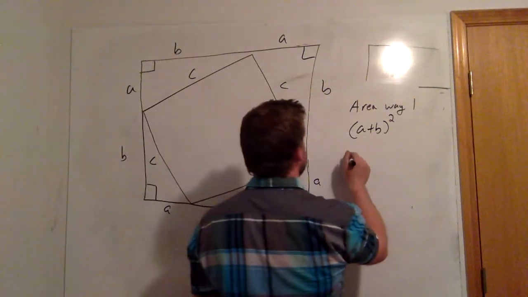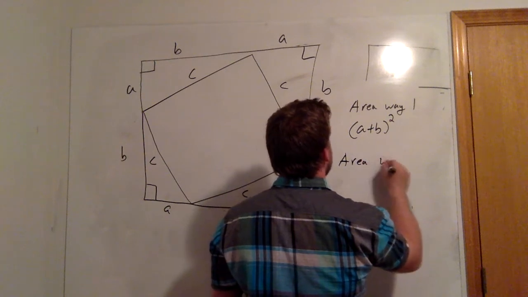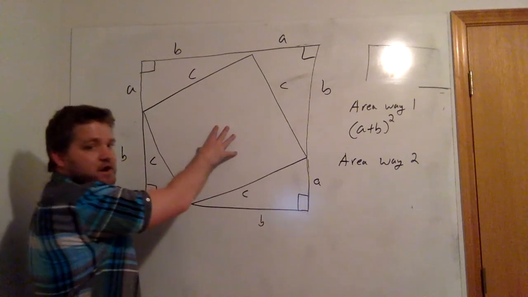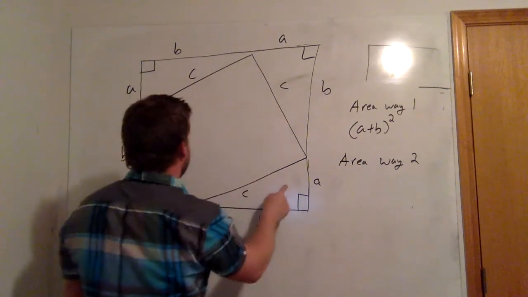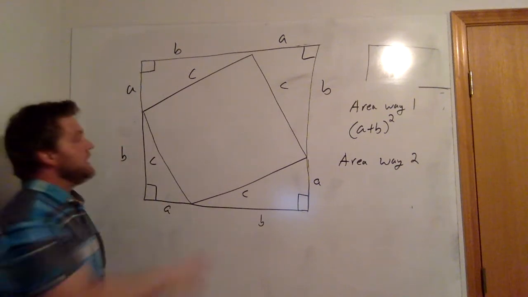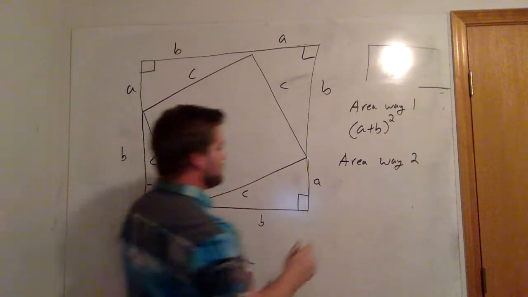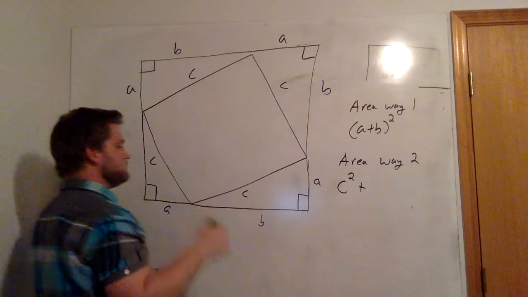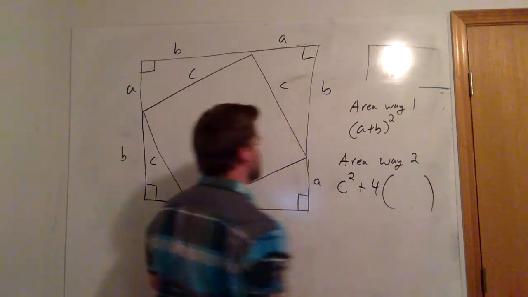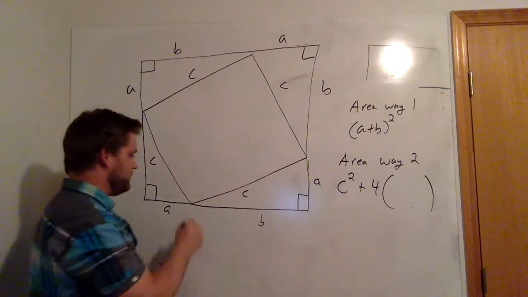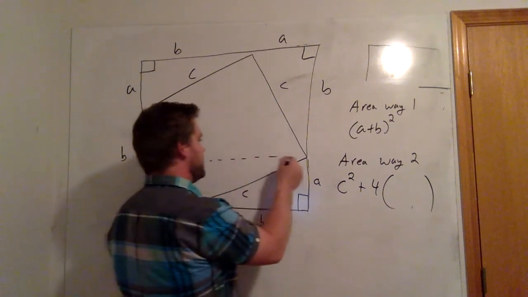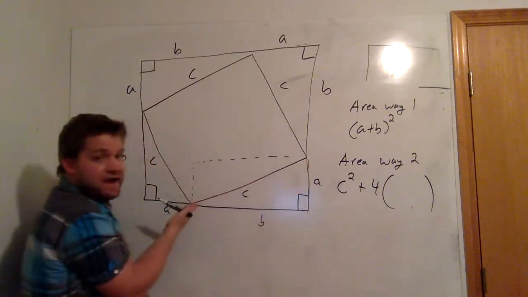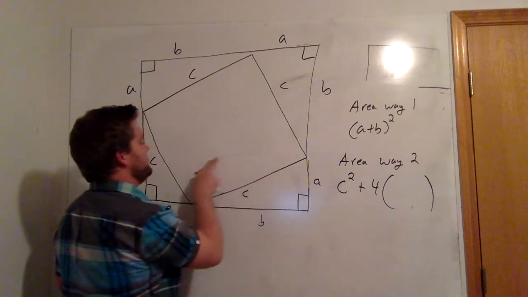Another way to think about the area is breaking this up into smaller pieces. Area way 2. Notice here I have a square and I have four right triangles. So the area of the square on the inside will be C squared. Plus, I have four of the same triangles. So I have 4. Now the area of a triangle is 1/2 base times height. Why? Well, if you think about a rectangle with side lengths B and A, the area of this is B times A, and I just want half of that. So the area of a triangle is 1/2 base times height.